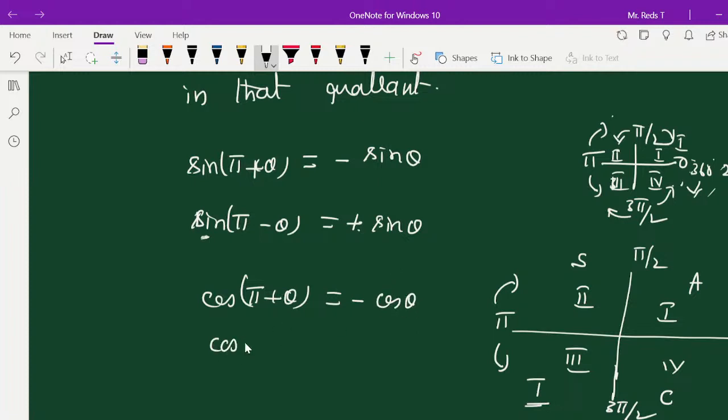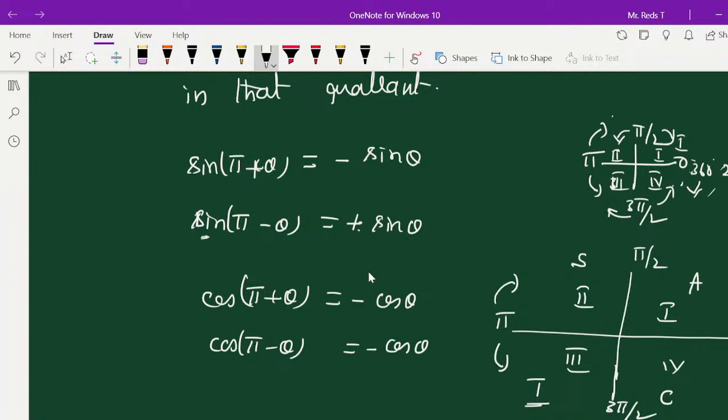Then cos(pi minus theta). Cos(pi minus theta) also comes in the second quadrant. In the second quadrant, sine and its reciprocal cosecant are positive, but cos is negative, so minus. Again, cos(pi minus theta) is also negative. Cos(pi plus theta) is negative, and cos(pi minus theta) is also negative. So you have to follow these points carefully.